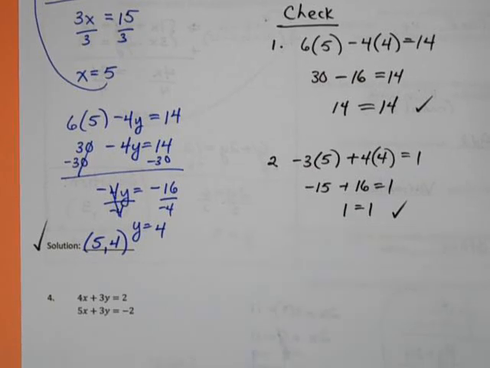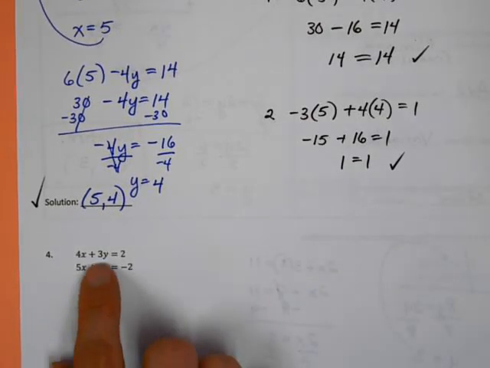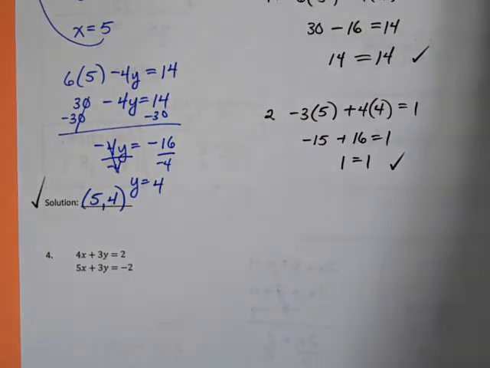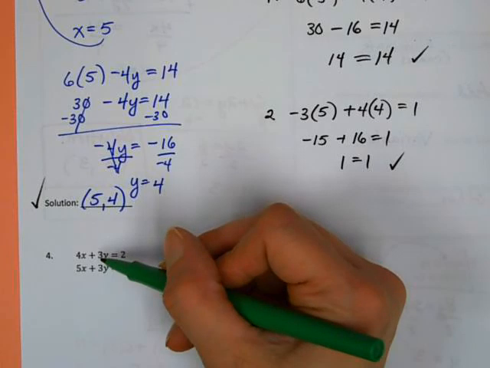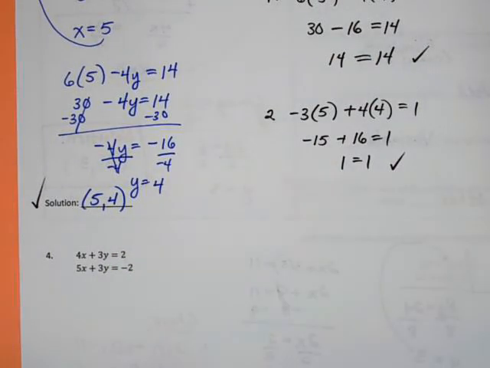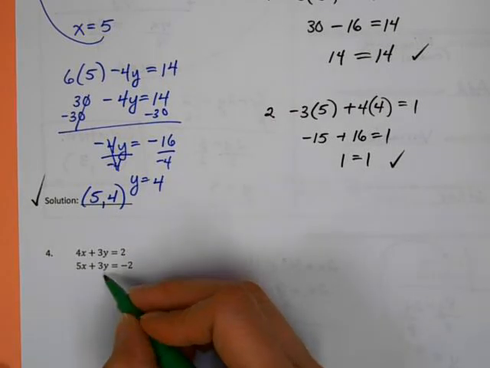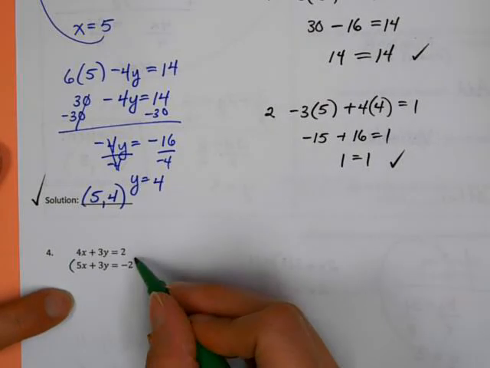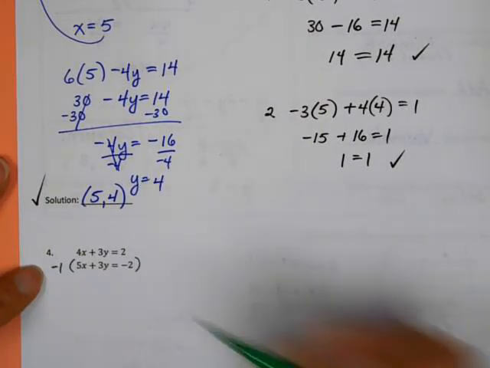Okay, last one. I'm looking at the x's, the y's, the numbers. They're all lined up perfectly. Okay, does anything eliminate? Well, 4 and 5 don't eliminate. A 3 and a 3 does not eliminate, but it's close. A positive 3 would eliminate with a negative 3. So I think I'm going to take this bottom equation here. Okay, put parentheses around the entire thing. Every term in that equation needs to get multiplied by negative 1.